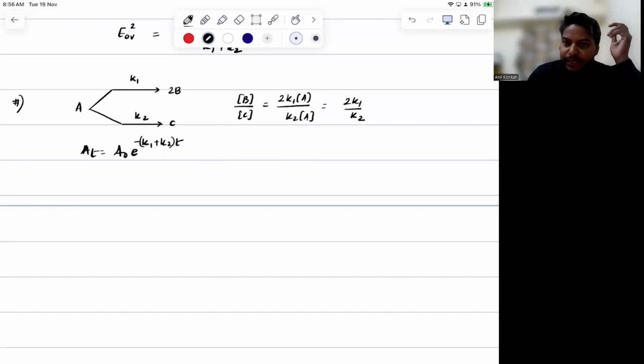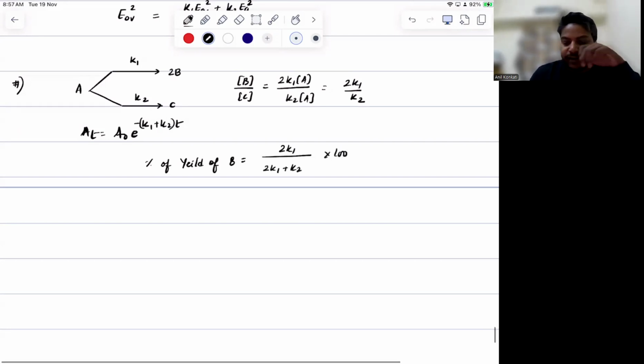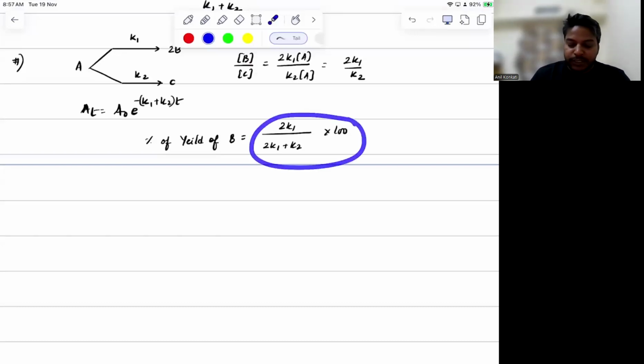Now, if the percentage yield of B is asked, then that will be equal to 2K1 divided by 2K1 plus K2, into 100. Correct? So like this, we can identify what the percentage of B is, and accordingly we can calculate what the percentage of C is.